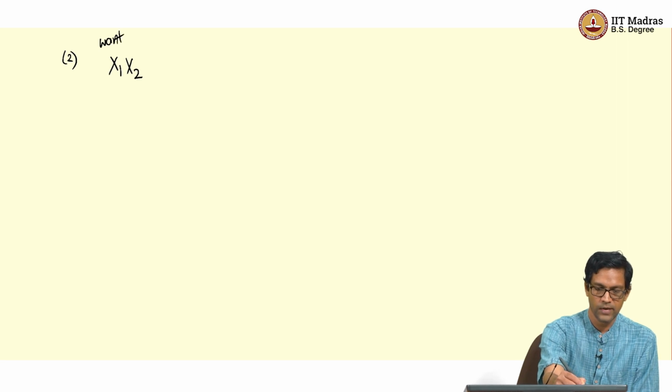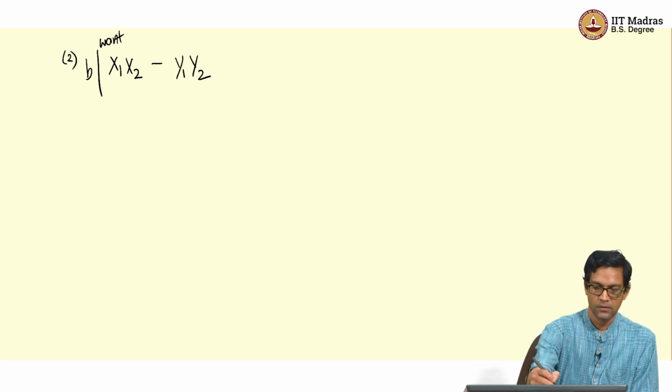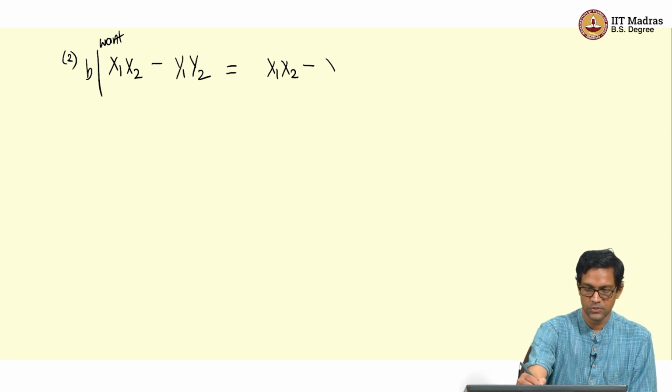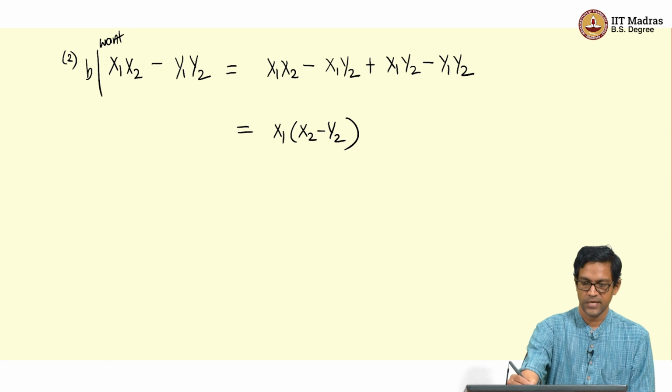We want to prove that x1 x2 minus y1 y2 is divisible by b. Now, again we do the following: we add and subtract a suitable term. So, let us add and subtract x1 y2. Doing this allows us to write this as x1 times (x2 minus y2) plus y2 times (x1 minus y1).